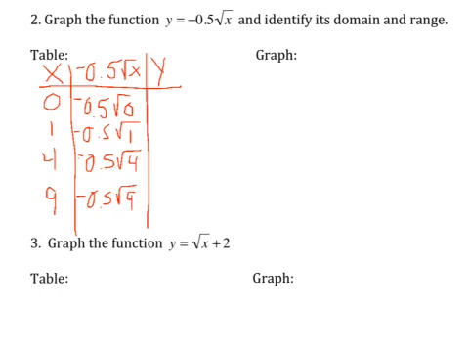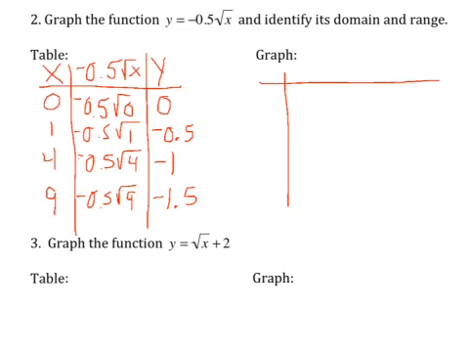So we should have gotten the y values 0, negative 0.5, negative 1, and negative 1.5. So notice that these y values are negative, so we need to do our graph a little bit differently. So hopefully you made a graph that looks more like this.